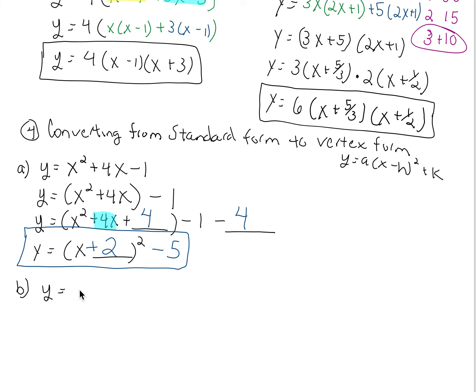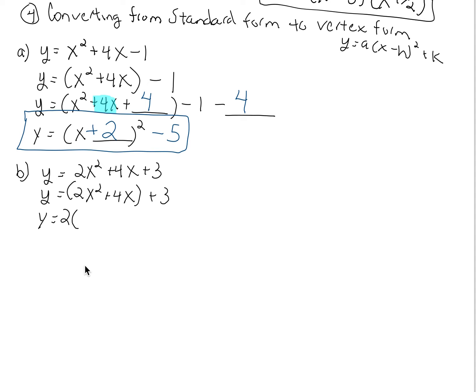Our next equation is 2x squared plus 4x plus 3. Start the same way. We're going to use complete the square to write this in vertex form. So I'm going to group all my x terms together. But this time I have a number in front of my x squared, so I must factor that number out. So I'm going to take the 2 out, and that leaves us with x squared plus 2x.